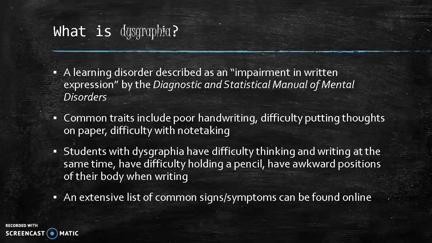Students who have dysgraphia tend to have poor handwriting. They have a hard time putting thoughts on paper, problems with note taking. They also have a hard time thinking and writing at the same time, holding their pencil correctly, and hold their body in an awkward position when they're writing. There are a lot more signs and symptoms that you can look for, and those can be found online.